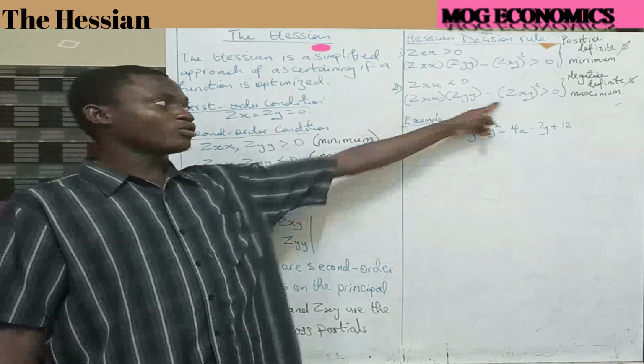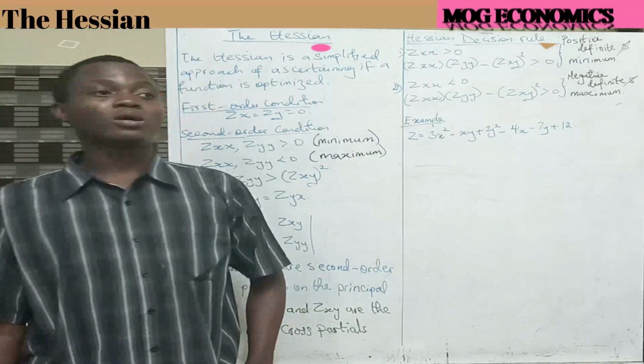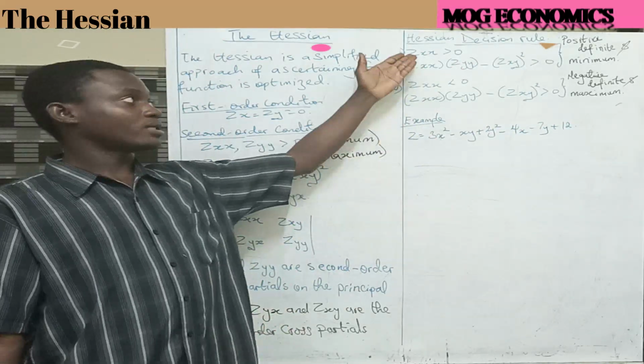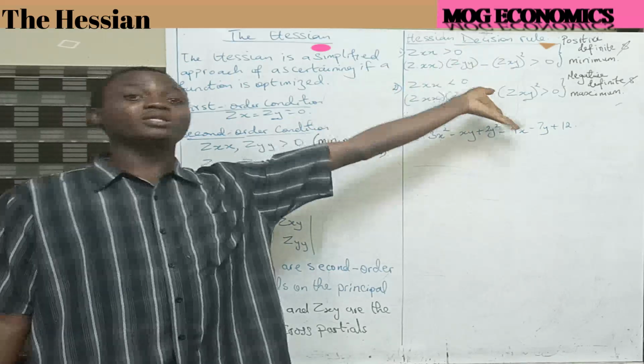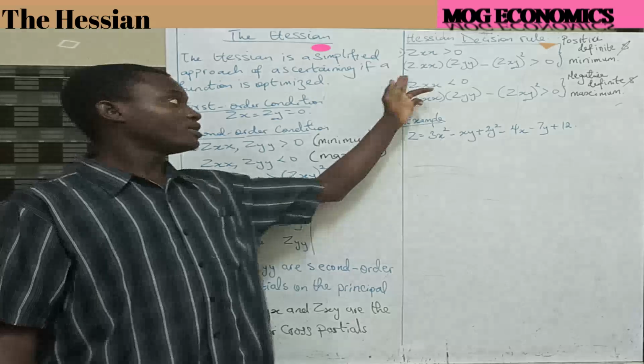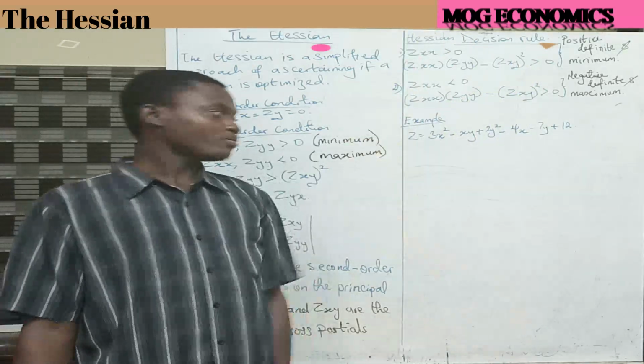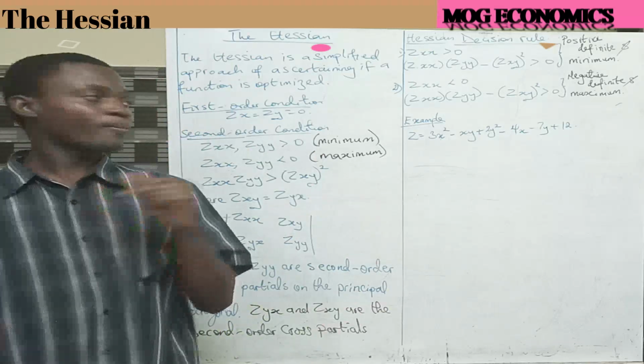Then if this one also holds, that confirms that your function is at a maximum point. Here, the second derivative is greater than 0. It is a positive value, so that is an indication that your function is at a minimum point. And if this condition also holds, then it is confirmed. So let's try out an example.